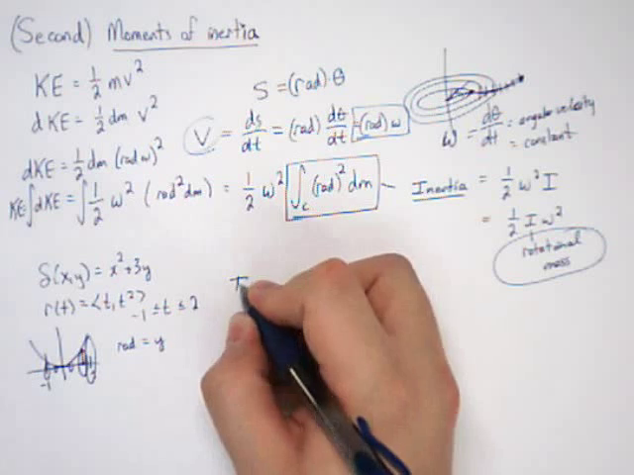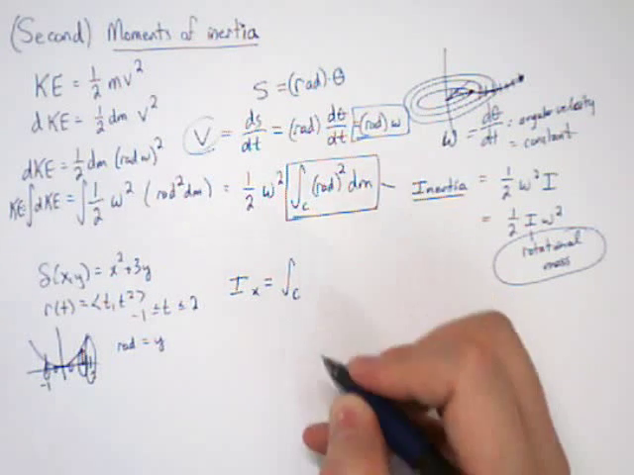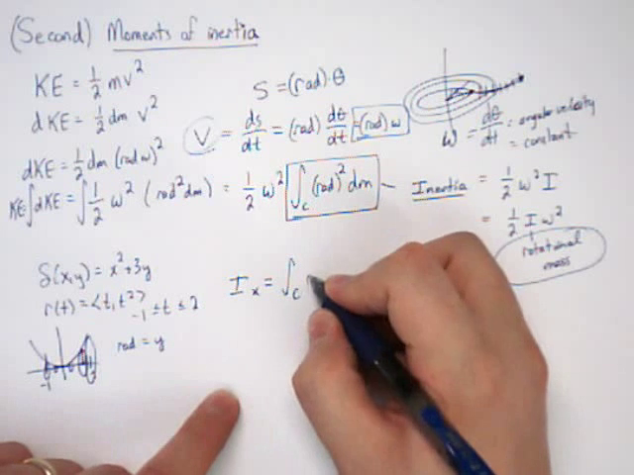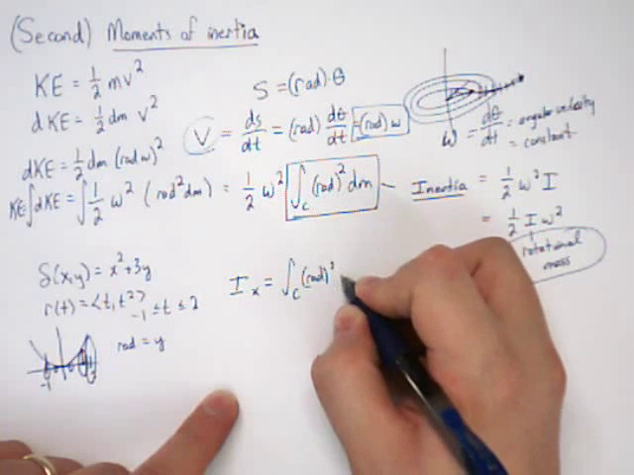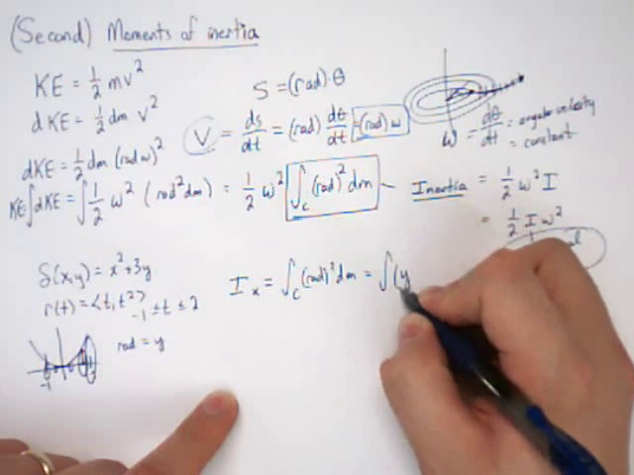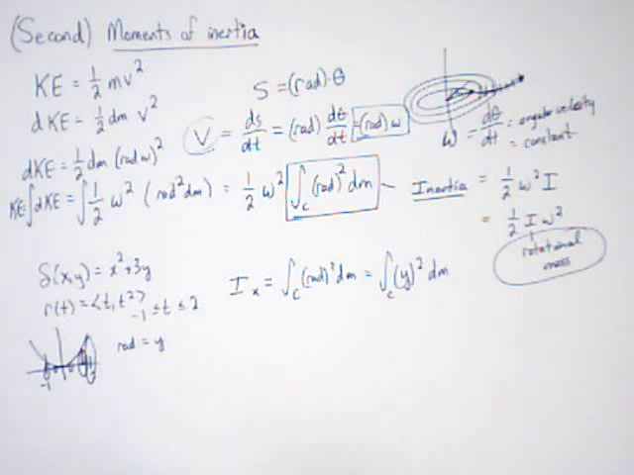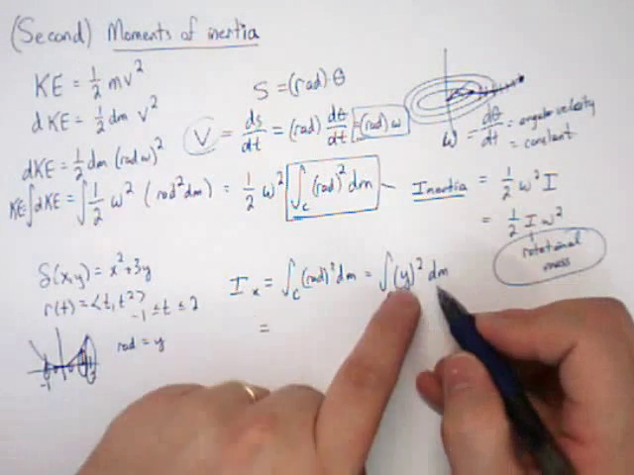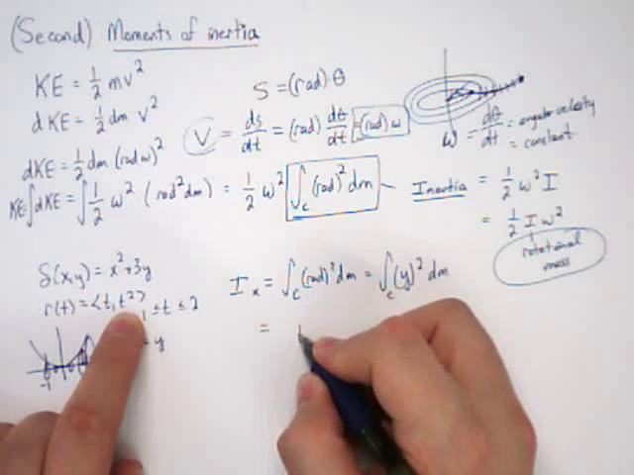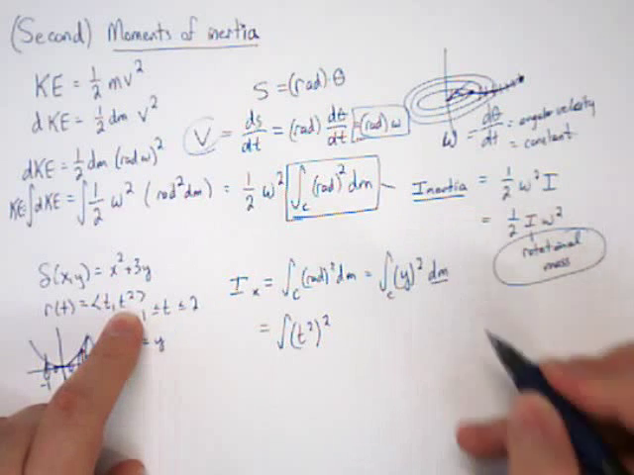So if I want the inertia about the x-axis, the idea is I need to integrate along the curve the radius squared dm. Well, in this case, the radius is the y value, so I'll square the y value with respect to mass and add those up. Well, the y values I've got. The y values are t squared. So I'll square those.